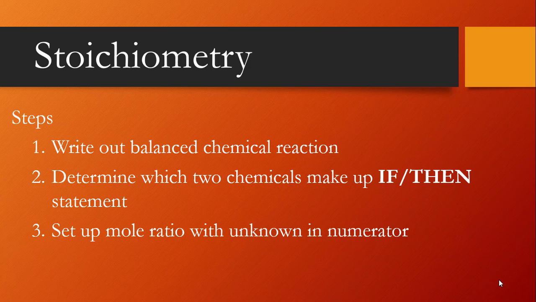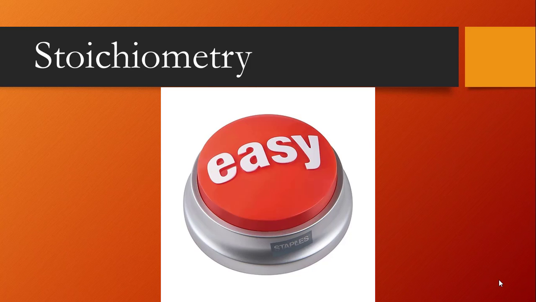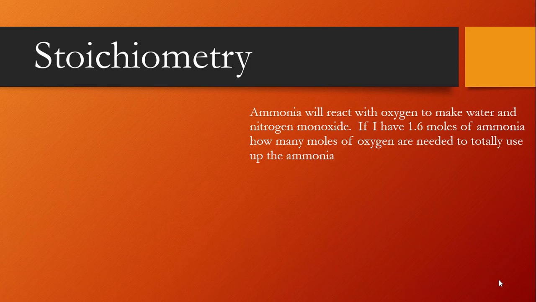Third, set up your mole ratio. I recommend you put the unknown in the numerator, as it will prevent math errors. Then, fourth, simply solve for the unknown. And if you follow the 4 steps, you can hit the easy button. So here is an example.